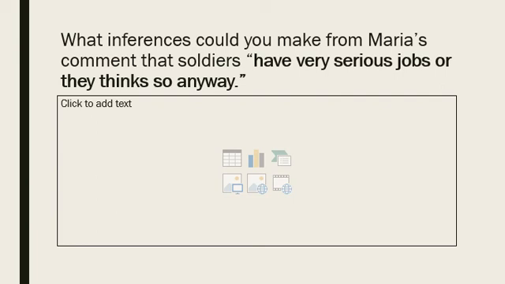What inferences could you make from Maria's comment that soldiers have very serious jobs, or they think so anyway? Think of the sarcasm in this quote. If she doesn't truly believe they have a serious job, what must she think? So essentially, you're basically explaining the sarcasm in that quote.